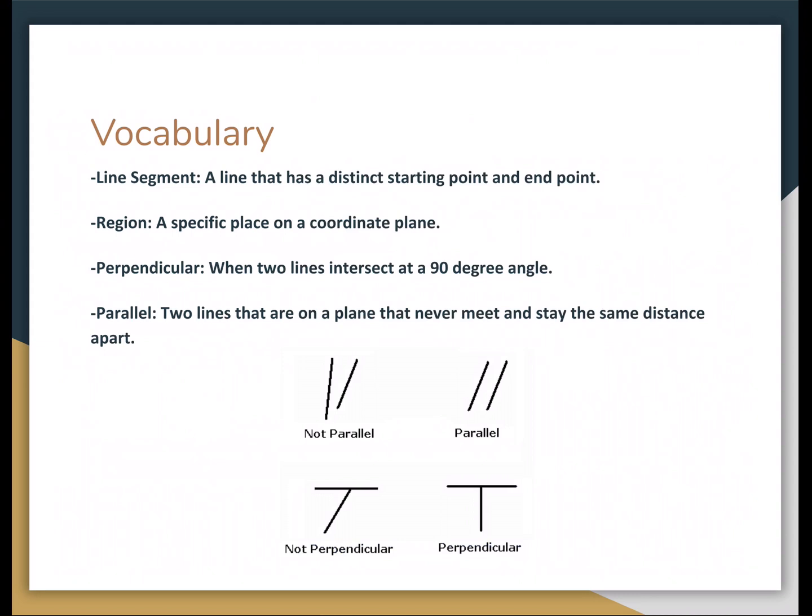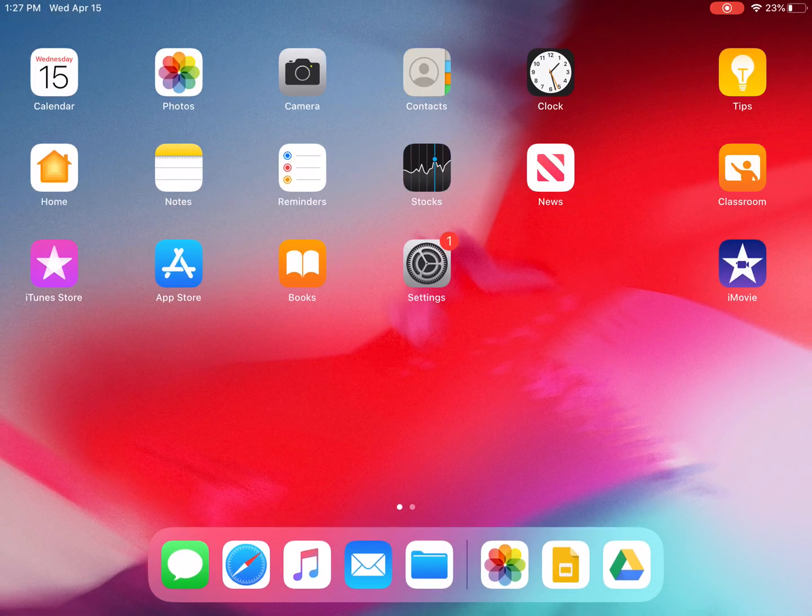On the bottom here, we can see an example of lines that are perpendicular and then ones that are not perpendicular. So for the perpendicular line, it looks like a T, okay? It's coming to that 90-degree angle. If that line were to keep going, it would look kind of like a cross. For not perpendicular, you can see that that line is not at a 90-degree angle. And so those are our vocabulary words, and we are going to get rolling.